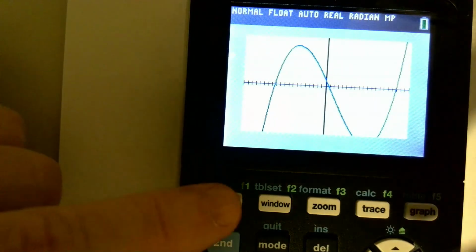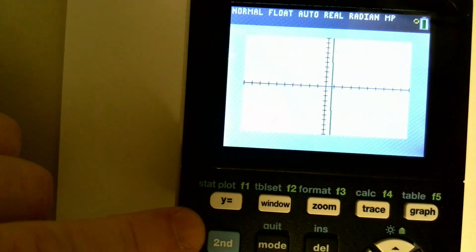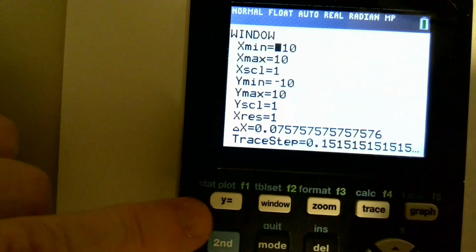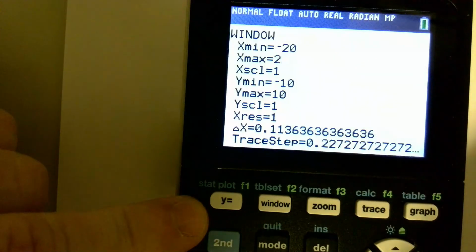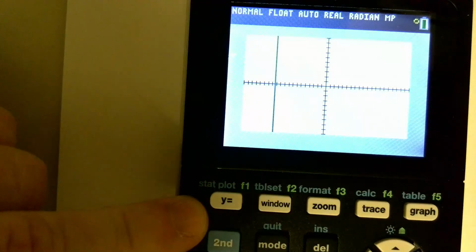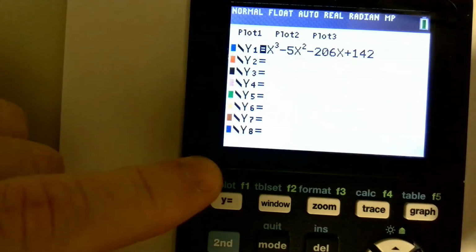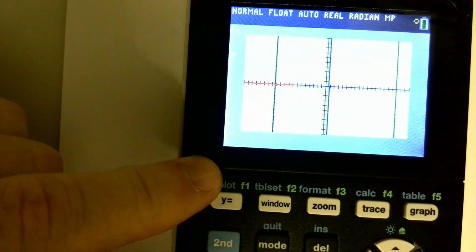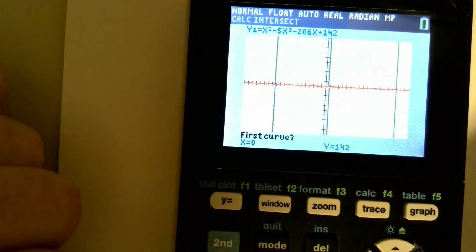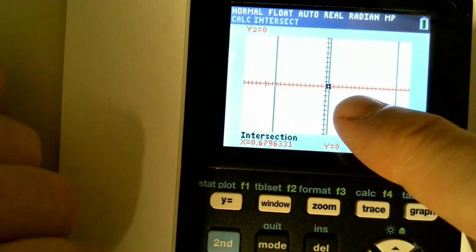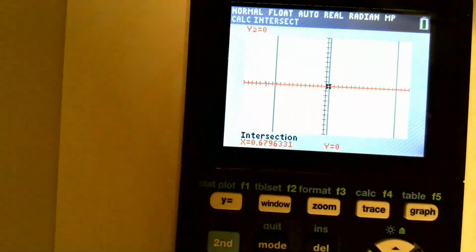So again, your choice. Let me go back to zoom 6, which doesn't show it. Spread these out at negative 20 and 20. And I'm going to go ahead and solve it by intersection. So I'm going to go to my y equals. I'm going to put 0 in for the other equation. I'm going to hit graph. And then I can just go across second trace, number 5 intersection, enter, enter, enter. And you can see here's one of your solutions. Do the same thing for the other ones, and you will be all set.